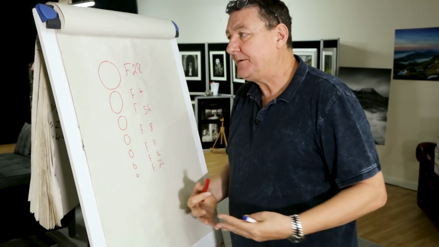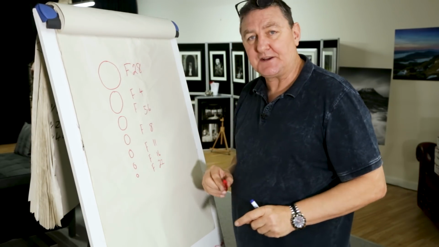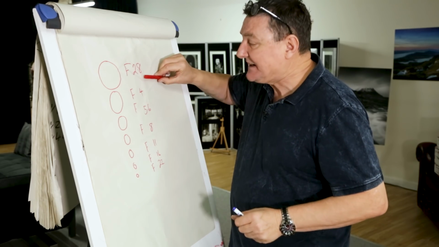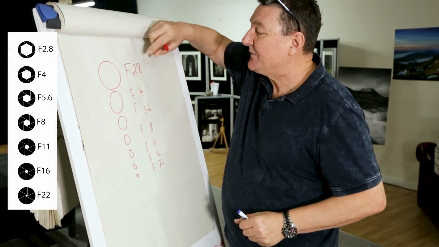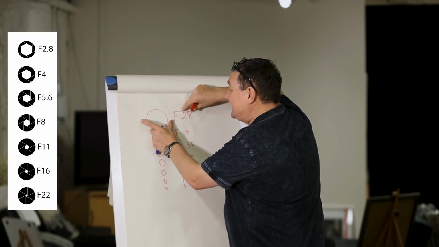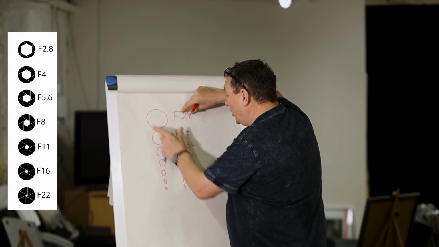So in terms of your aperture and what these numbers actually mean, well, in this particular instance, f2.8 is a small number and is represented by a very large hole.